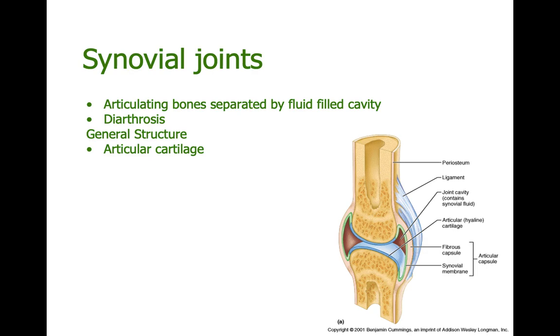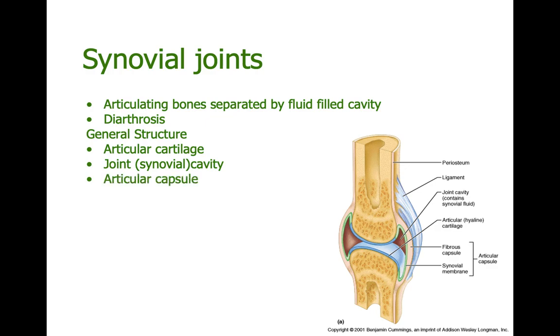General structure: there's going to be articular cartilage. This typically is made of hyaline cartilage. This prevents the bones from grinding and rubbing against each other. In this diagram, it's the blue colored portion. The joint cavity, or the synovial cavity, is going to be the space between the bones and surrounding the bones that will be fluid filled.